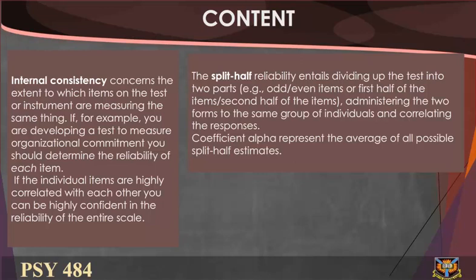The split-half reliability entails dividing up the test into two parts, e.g., odd and even items, or first half of the items and second half of the items, administering the two forms to the same group of individuals and correlating the responses. Coefficient alpha represents the average of all possible split-half estimates.